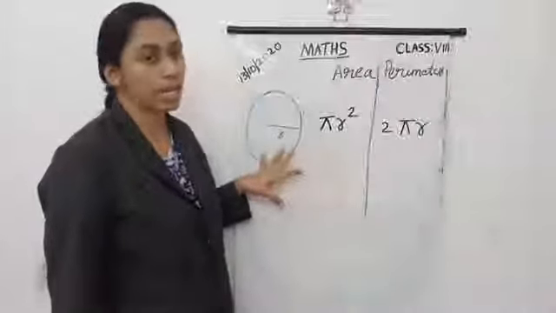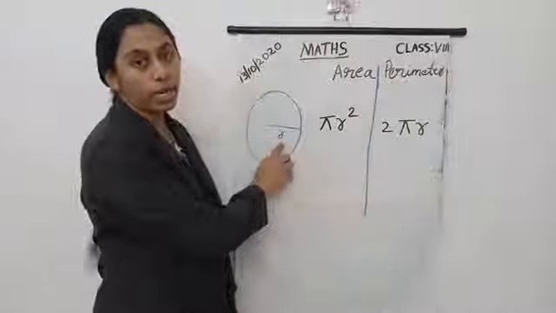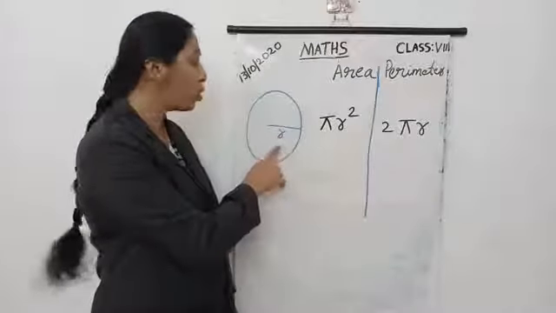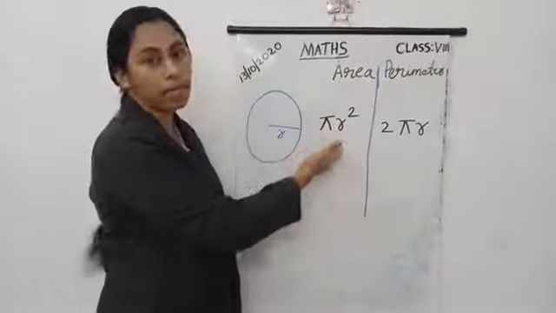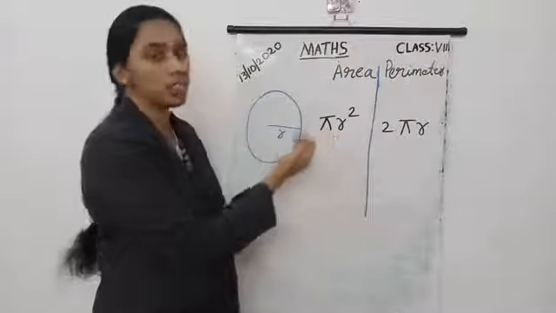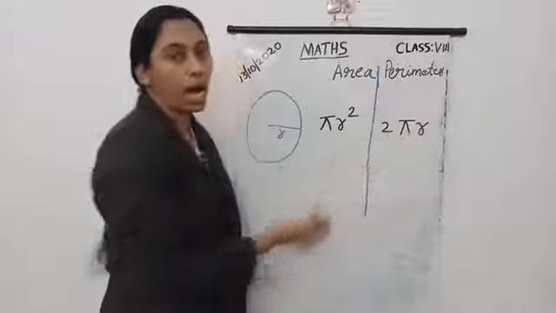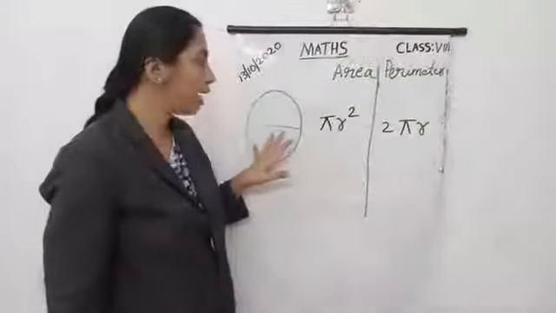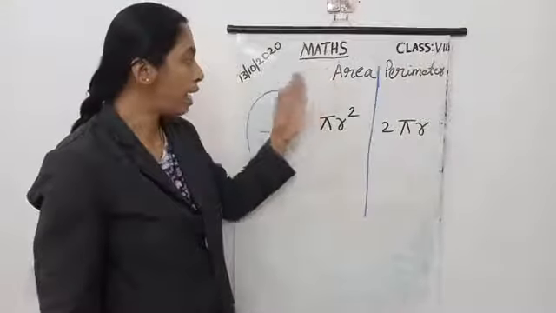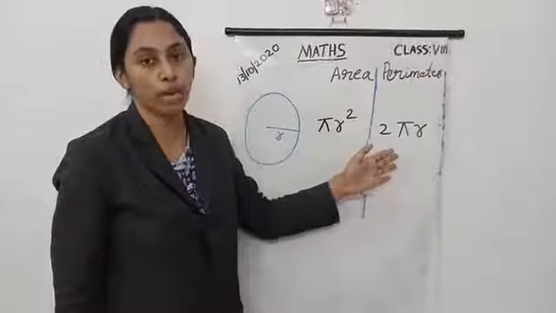Next is a circle. The circle's radius is R. We denote radius using small letter r. So the area of the circle is pi r square. Pi is a constant, you know already. So perimeter is 2 pi r. Pi is a constant value and r is the radius of the circle. So the area of the circle is pi r square and the perimeter of the circle is 2 pi r.